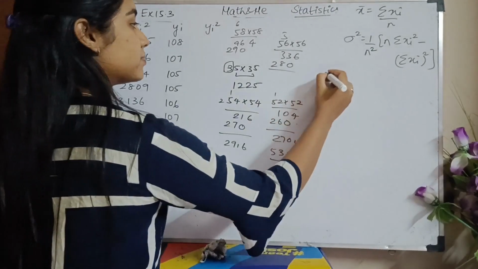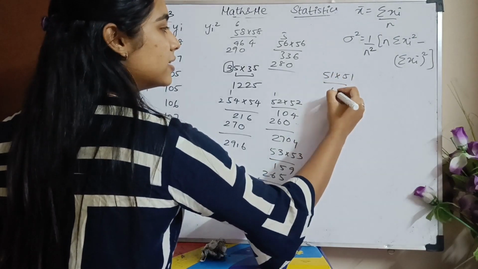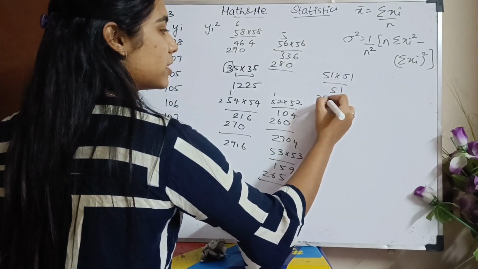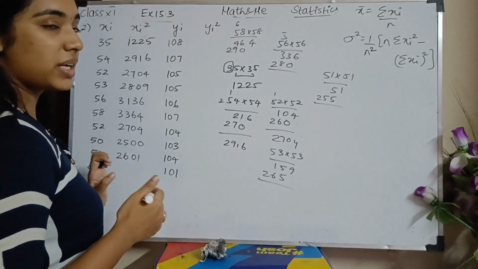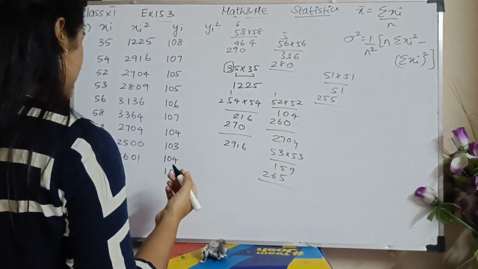51 into 51. Can't the value be repeated? 51, 5 1s are 5, 5 5s are 25. So 2601. You can do it faster, but not hastily. Okay, you shouldn't make mistakes in the calculation.